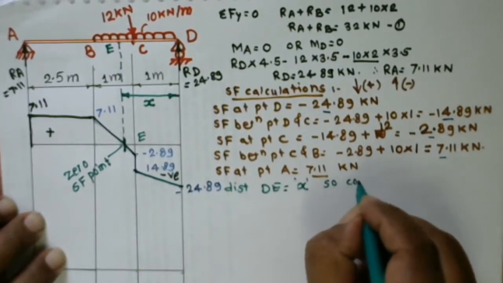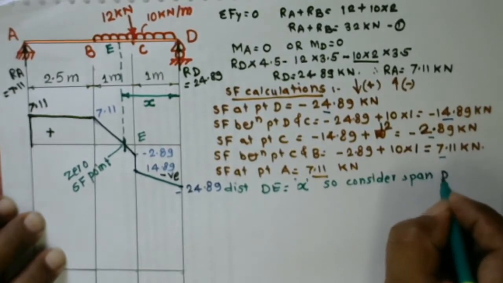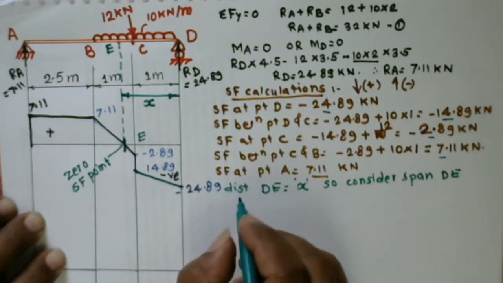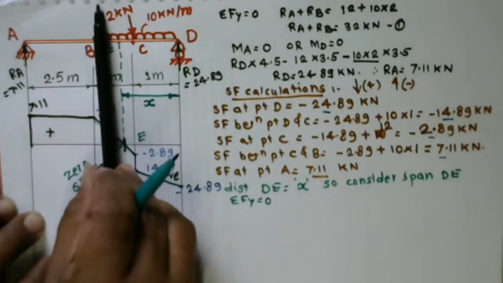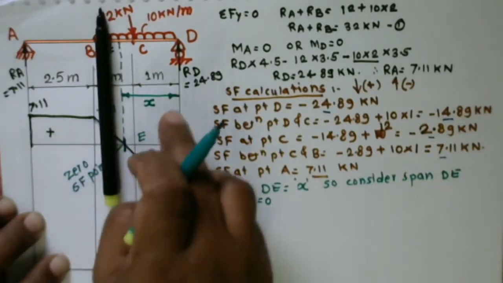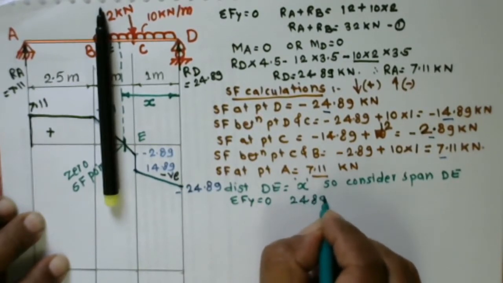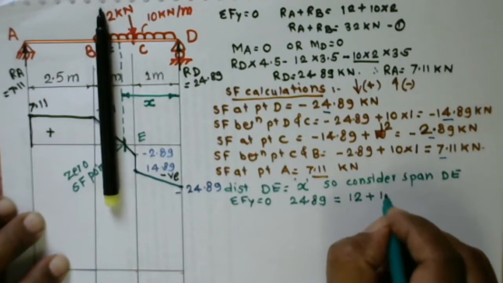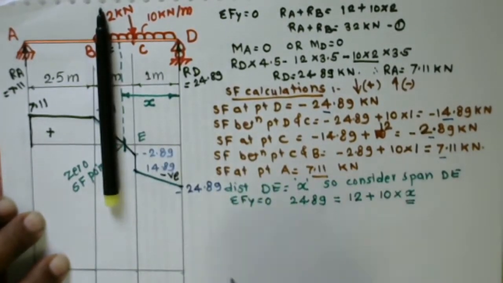So consider the span DE and apply here summation Fy is equal to 0. Upward forces is equal to downward forces. So if I consider that D is span, so at right hand side RD is going upward side, so 24.89 is equal to point load 12 kilonewton is coming in downward, plus UDL rate is 10 and its span is x. So here unknown value is x.